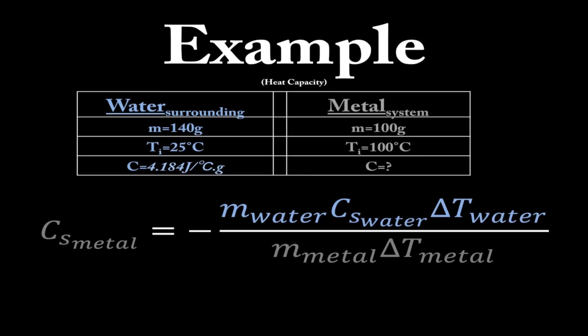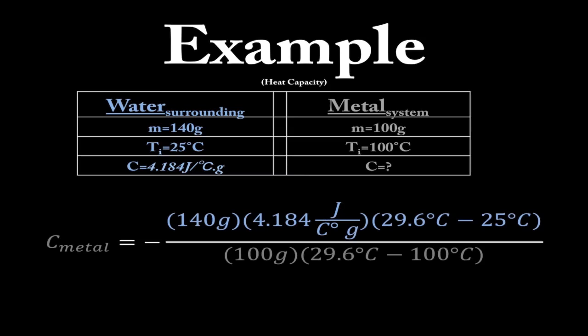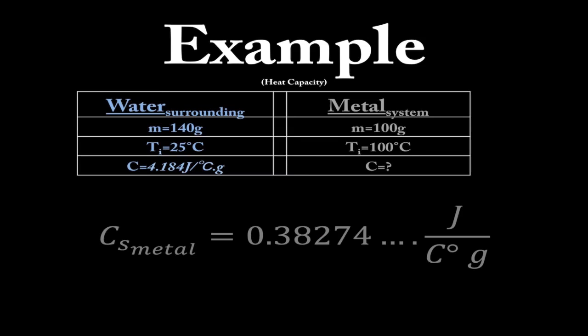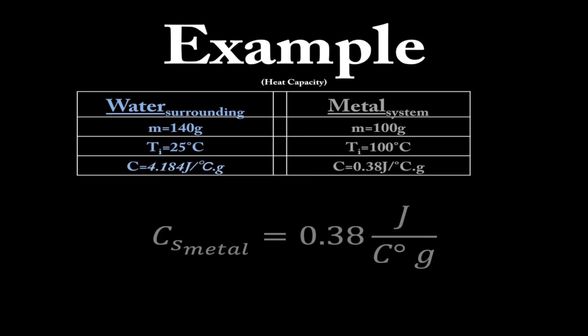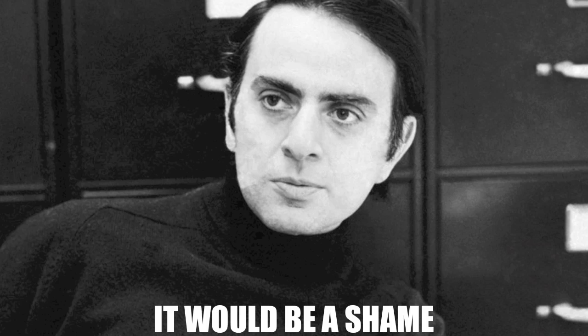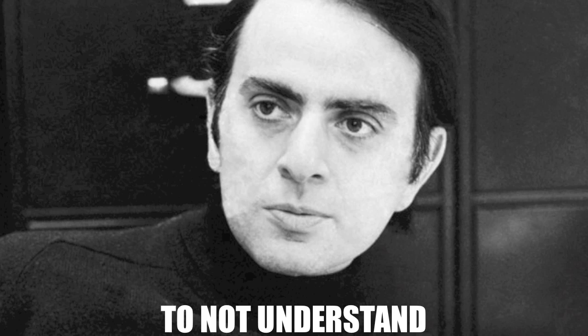As you work out the problem, you should get a little something like this. After punching into your calculator, you solve for the specific heat of the metal to be 0.38274 joules per Celsius gram. Of course, after doing some significant figures, your final answer should be the specific heat of 0.38 joules per Celsius gram. If you thought that was tough, wait until you crack into the real thermodynamics.